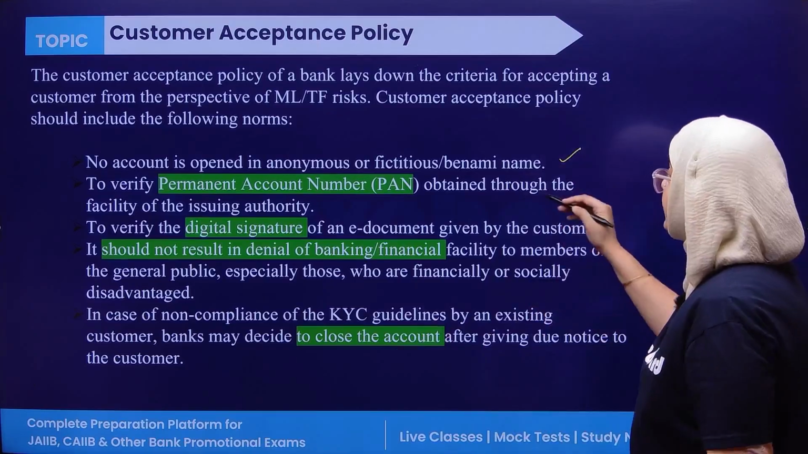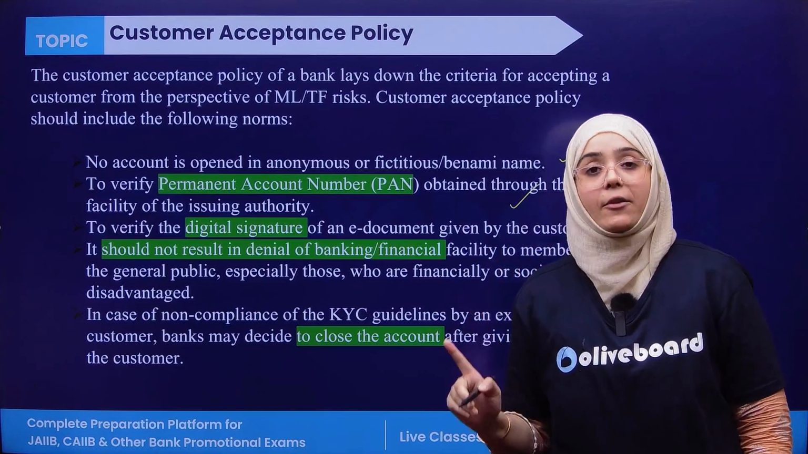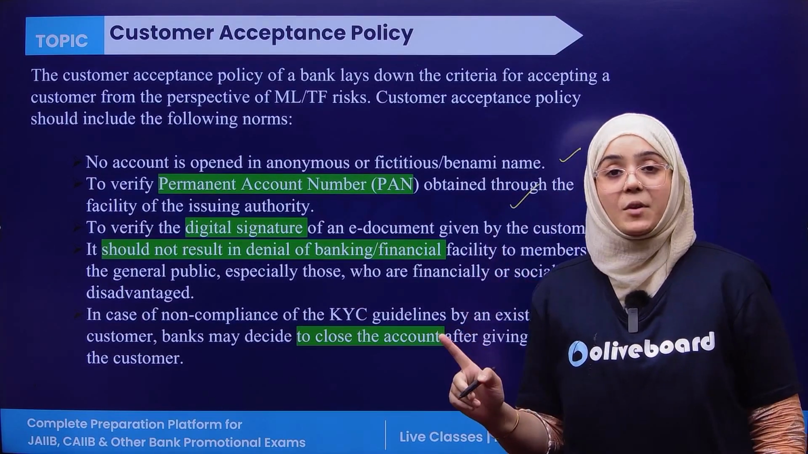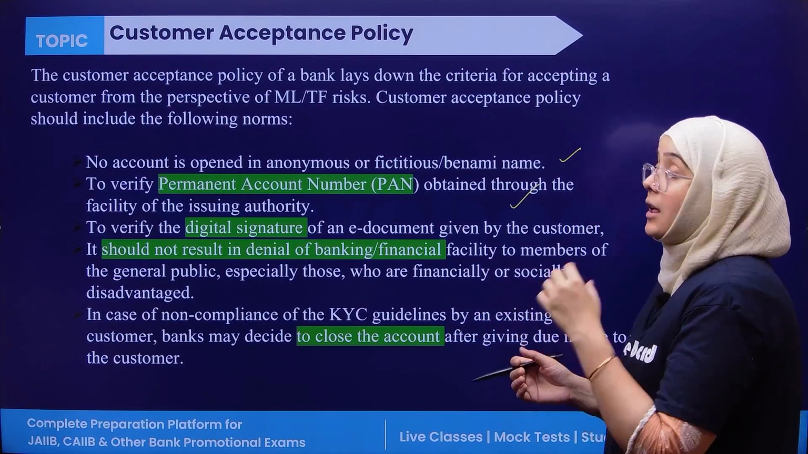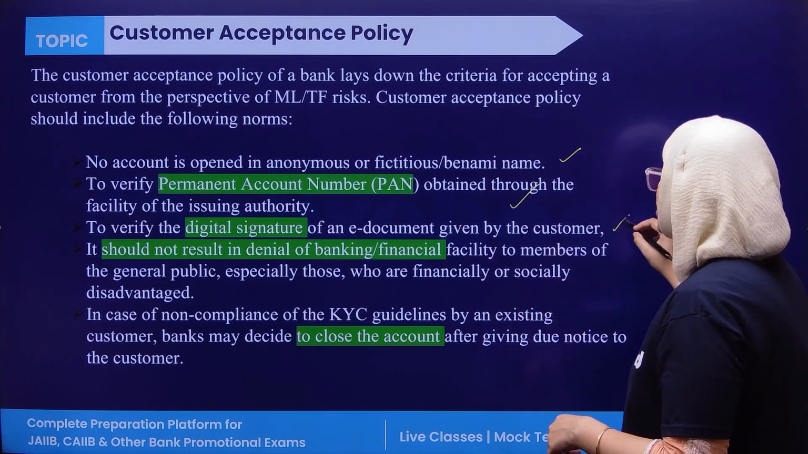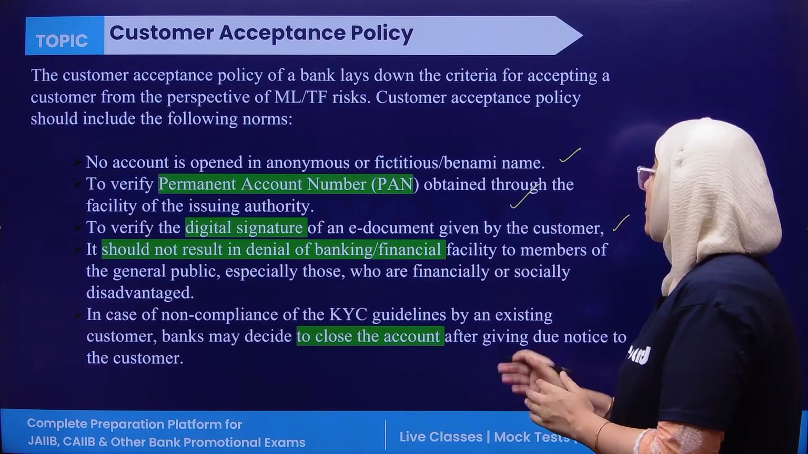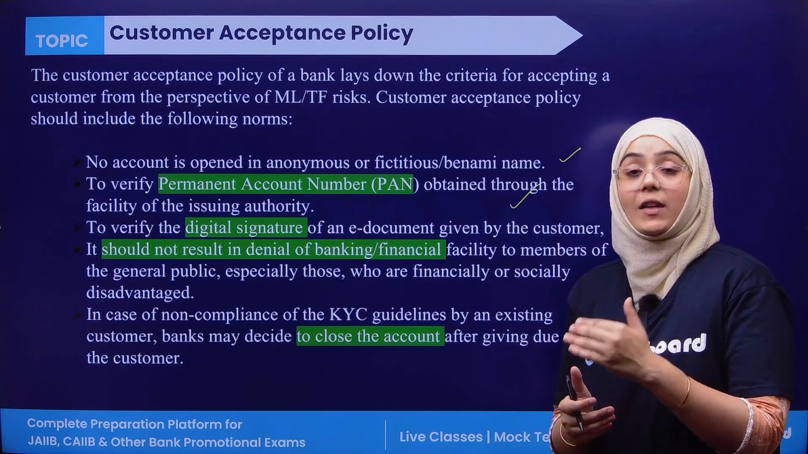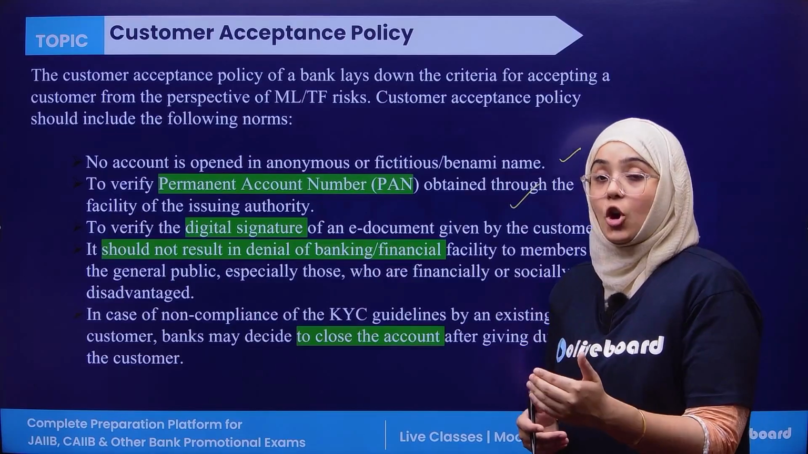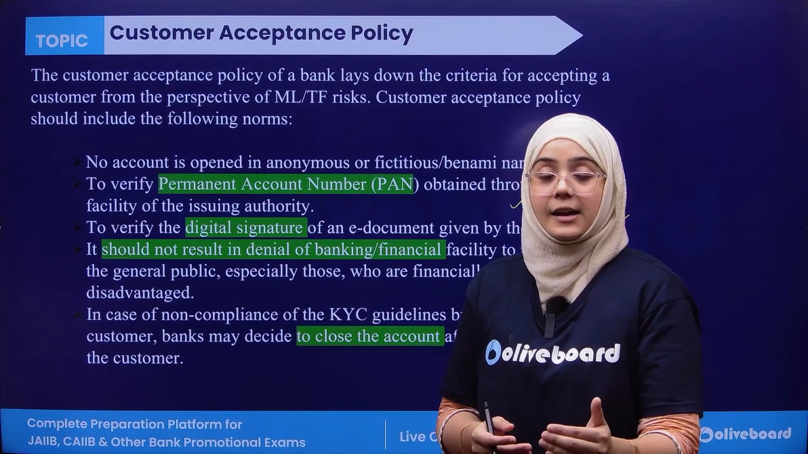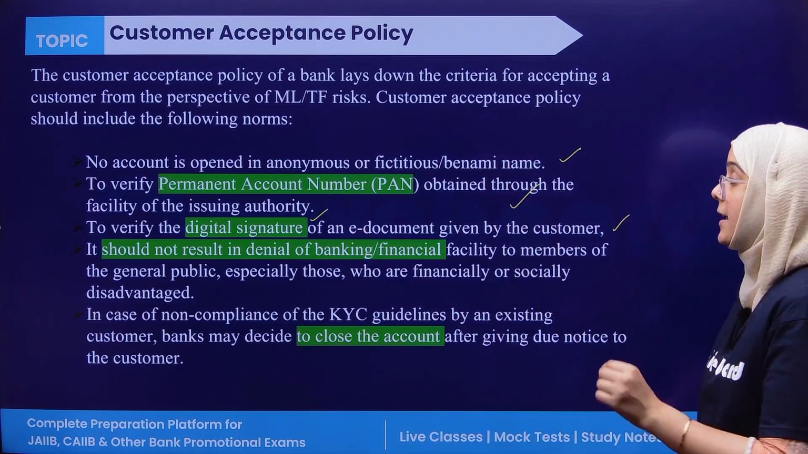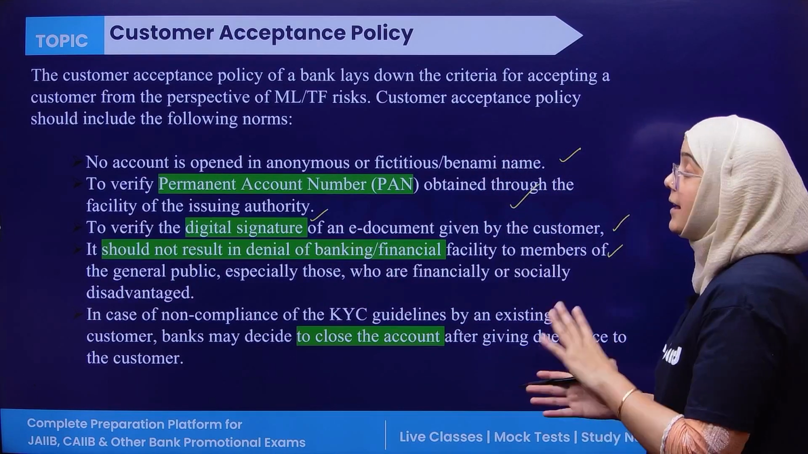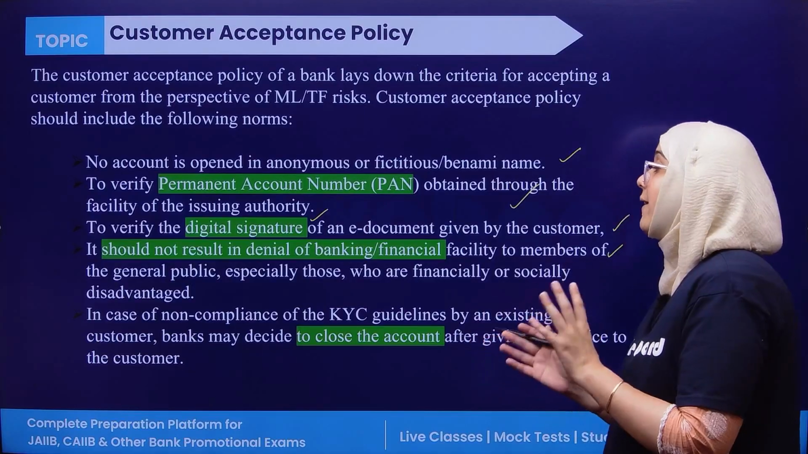Okay, second, PAN should be verified. For the customer acceptance policy, the PAN, permanent account number, should be verified. Next is to verify the digital signature of an e-document that is given by the customer. So if the customer has presented some e-document supporting his or her identity, then obviously their digital signature needs to be verified.